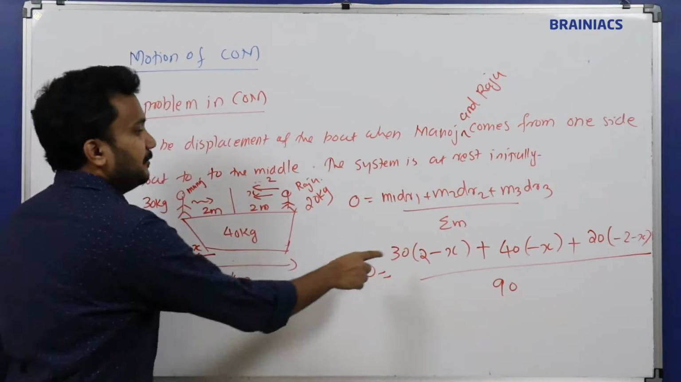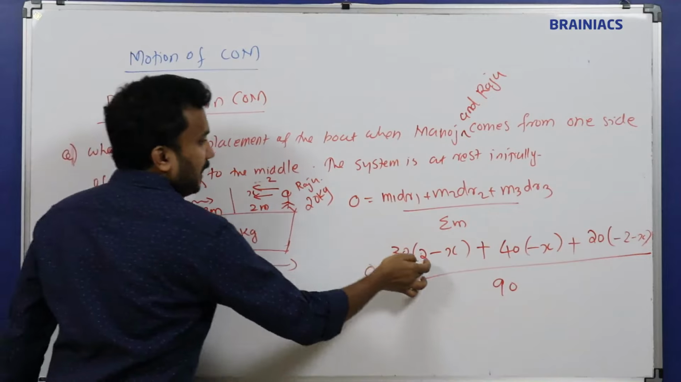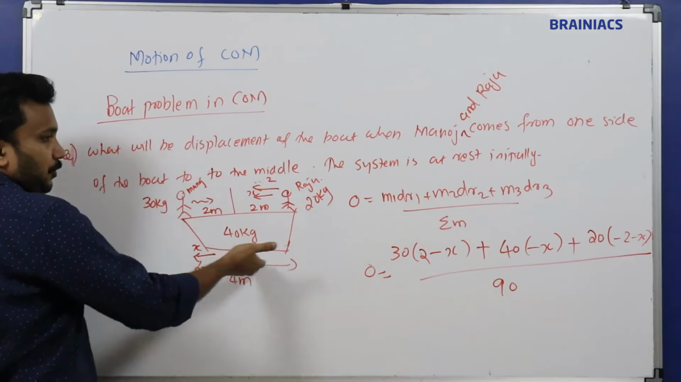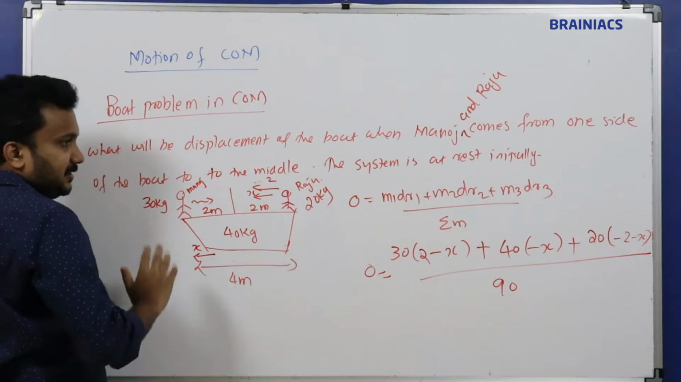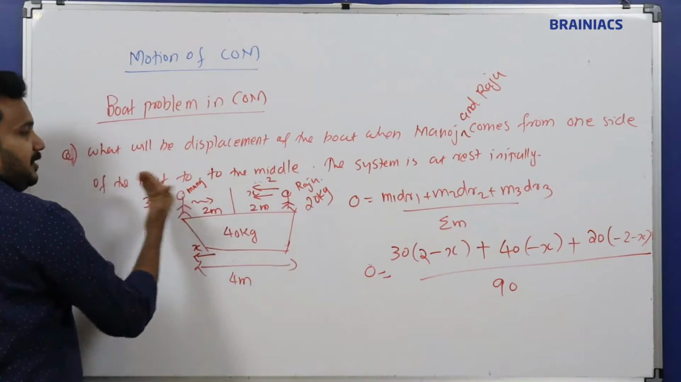The sign convention is understood. Here 2 is to the right and x is backward, that is 2 minus x. In the case of 40, the boat is in the negative x direction, so minus x. In the case of 20, minus 2 and minus x, both are in this direction.